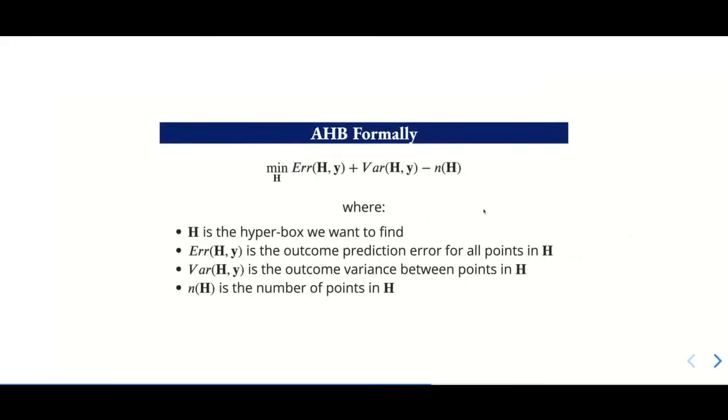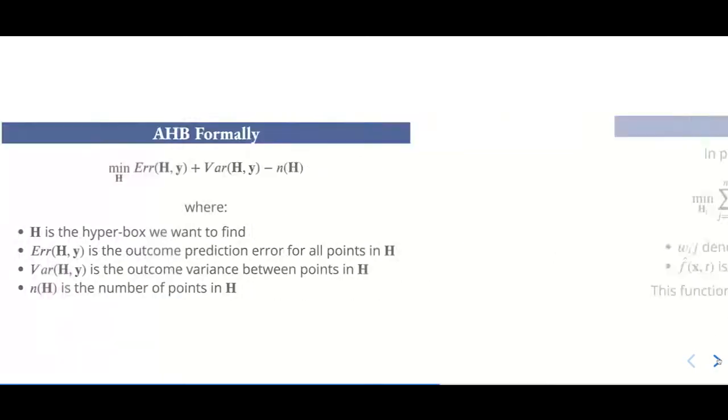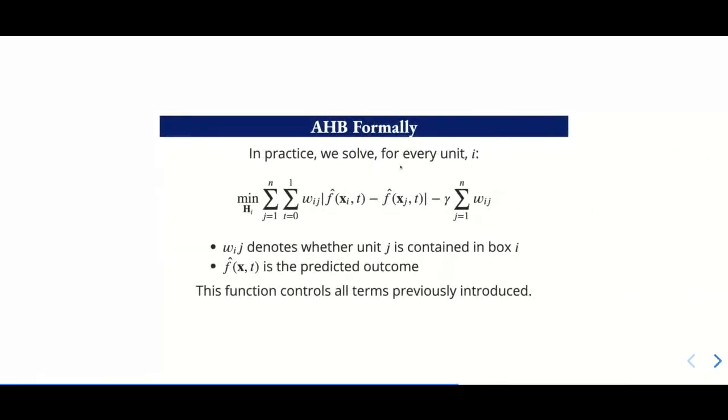Formally, the problem that we solve can be stated in a very general way, like in this equation, where essentially we want to find a box that minimizes outcome prediction error, minimizes variance of outcome in the box, and maximizes the number of points within each box. In practice, this is the objective function that we employ in our implementation.